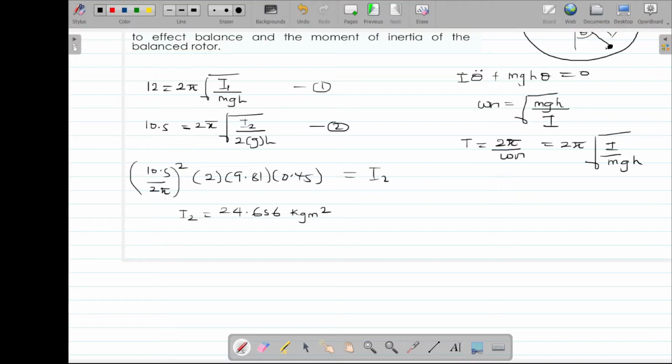kilogram meter squared. So the I2 will be equal to the I of the balanced rotor plus ml squared, where L is the distance of the mass from the point of rotation. So we can say 24.656 minus 2 times 0.45 squared is equal to IB, which gives us 24.251 to be equal to IB. So this is the moment of inertia of the balanced rotor.